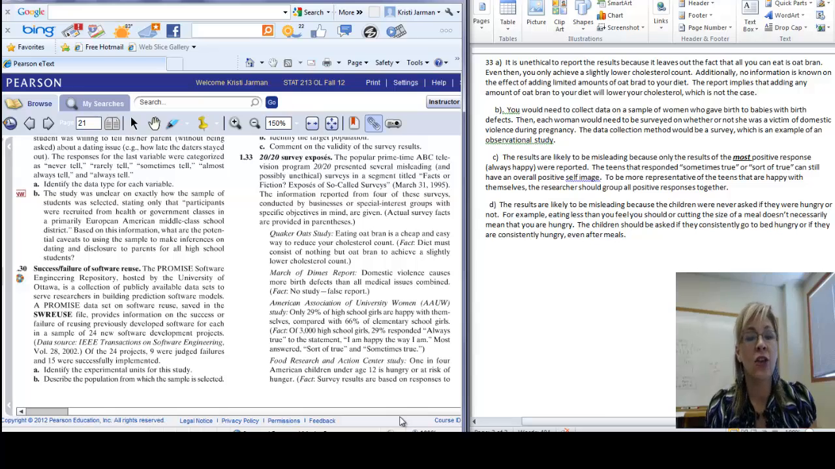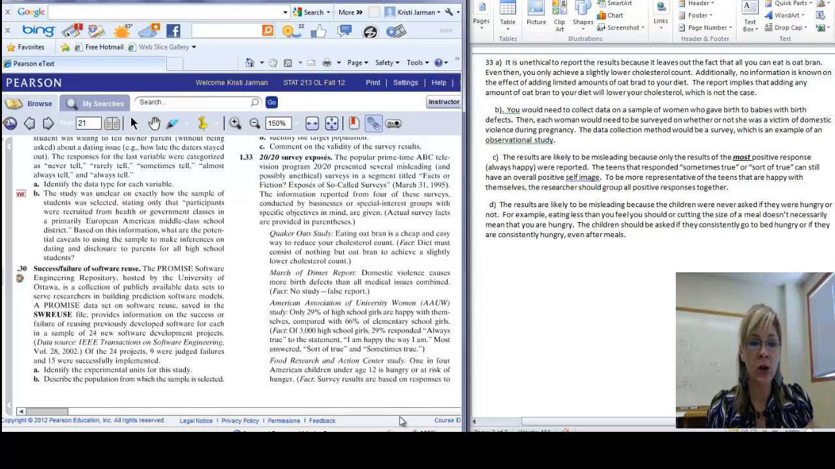It says, the popular primetime ABC television program 2020 presented several misleading and possibly unethical surveys in a segment titled Facts or Fiction, Exposés of So-Called Surveys. The information reported from 4 of these surveys conducted by businesses or special interest groups with specific objectives in mind are given. Okay, actual survey facts are provided in parentheses.